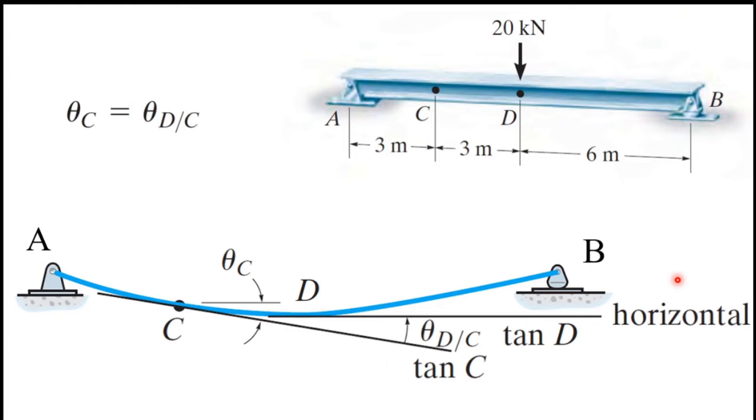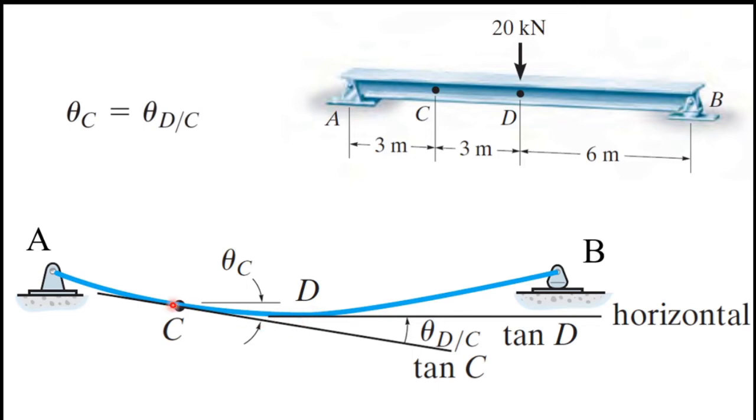So first I will explain this diagram. So you can see this blue line, right? It's the deflected shape of this AB beam. When this beam is deflected, it will be like this. And you can see point A here, and this is point B. The middle of the beam I marked as D.